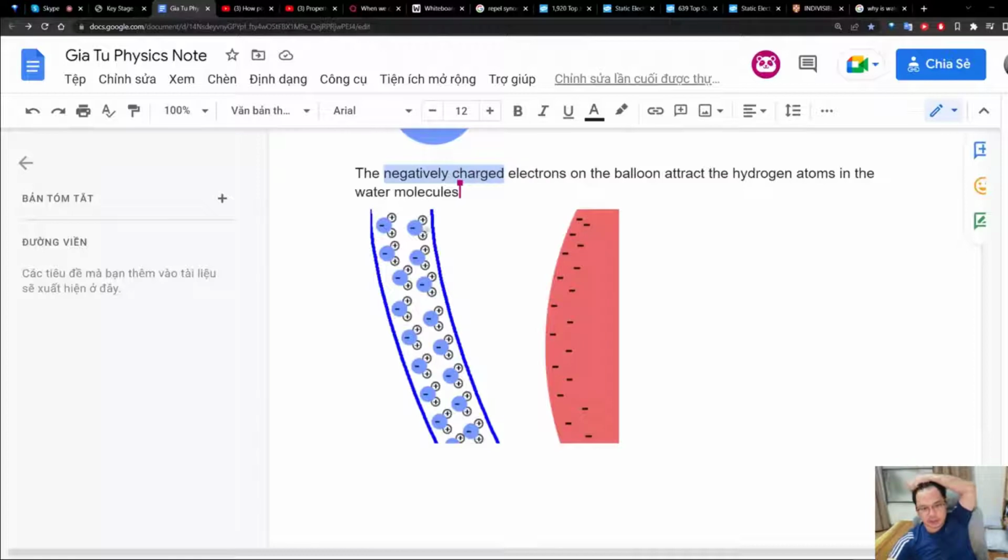You see the positive charges, the hydrogens with the plus sign, are on the right side. The positive sides are on the right, closer to the electrons on the balloon, while the oxygen atom, negatively charged, is further away from the balloon. So that is the explanation why water is attracted toward the charged balloon.